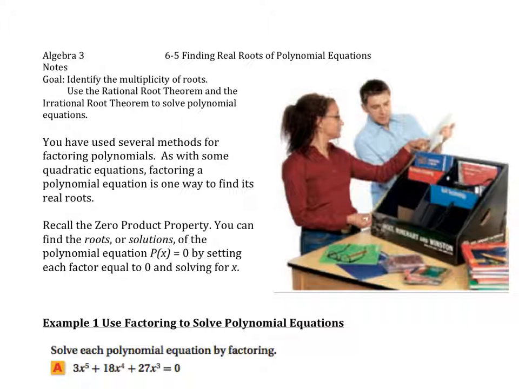Okay, in this section 6.5, we're going to find the real roots of polynomial equations. We need to recall the zero product property. The zero product property states that if I set each factor equal to 0, that will solve for x and give us x equals 0.